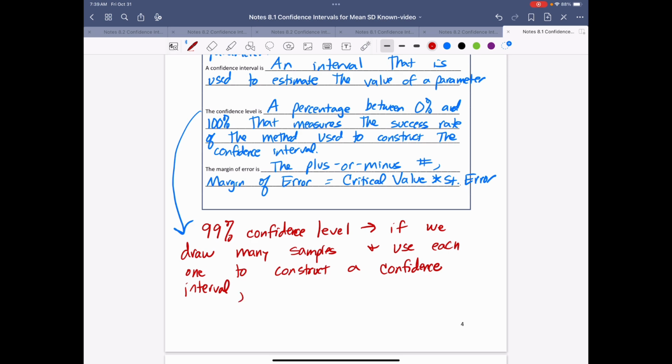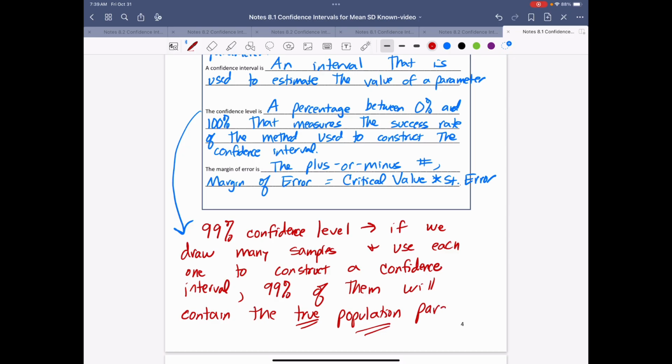99% of them will contain the true population parameter, the true mean. 1% of them will be wrong. They will not contain mu. And it's not anything that you did wrong. It's just chance. So it's just chance in that sample.